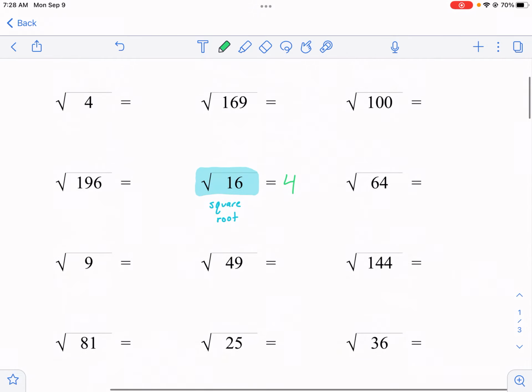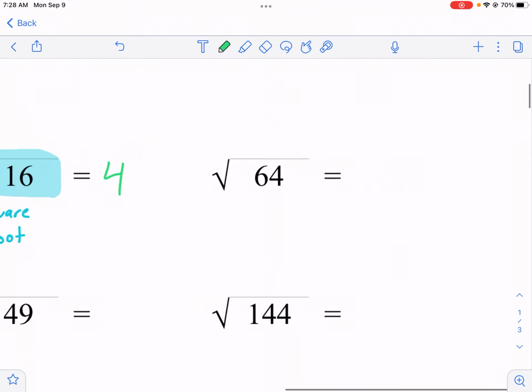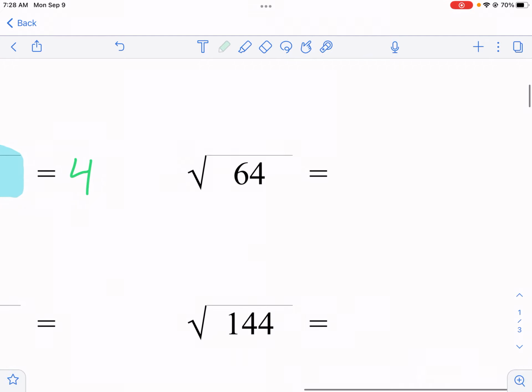All right, let's do another one. So we have square root of 64. We're thinking to ourselves, what number times itself twice equals 64? Well, we could refer to our times tables.